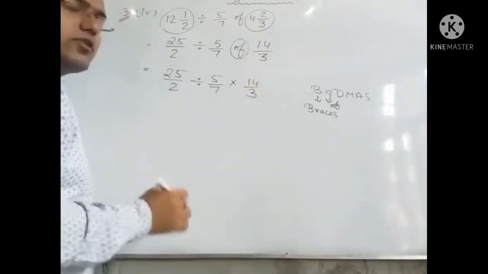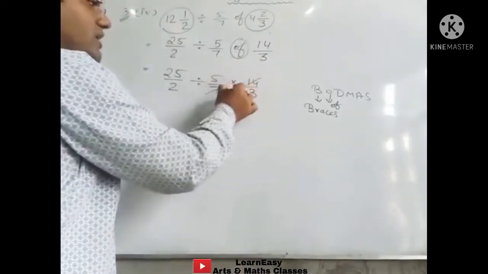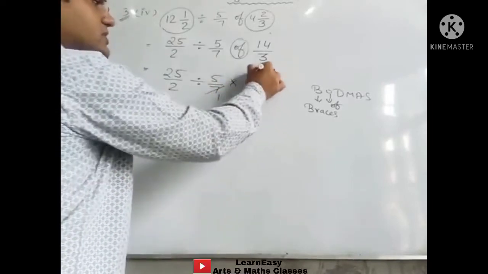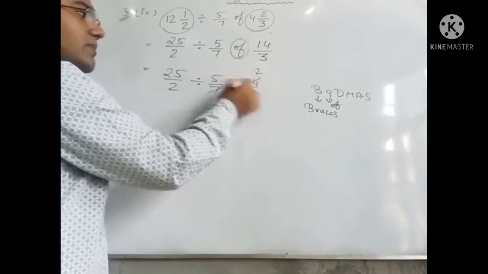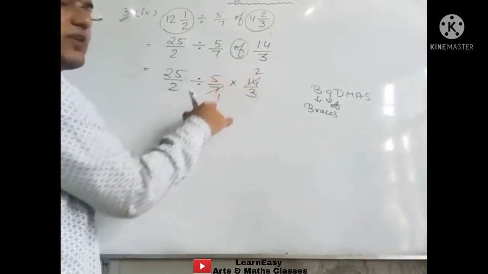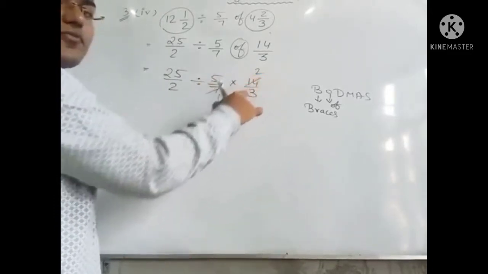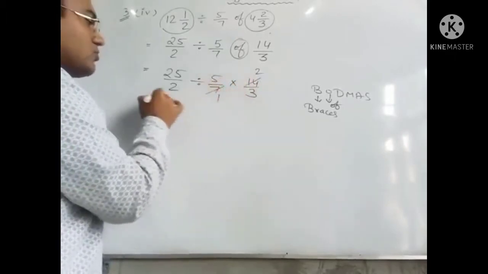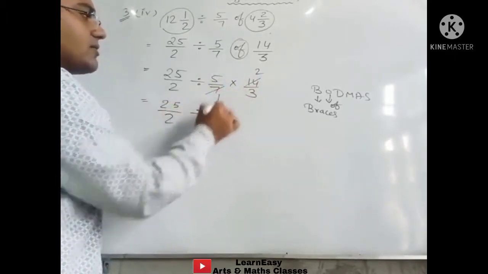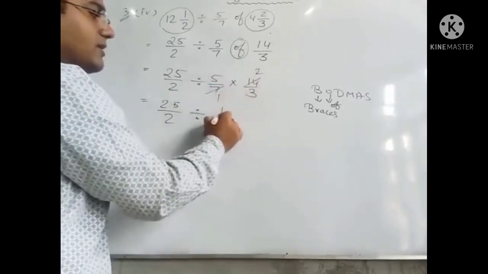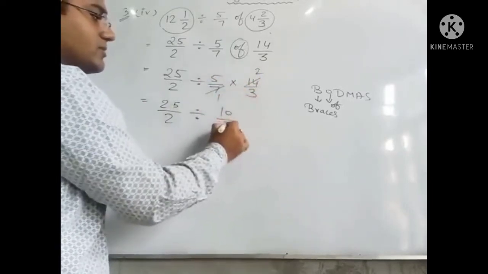And after that what will we do? These two numbers we will cancel with the same table. 7 1s are 7, 7 2s are 14. After cancelling these two, we have to multiply these two fractions. Here one fraction is 5 upon 1, another fraction is 2 upon 3. We will multiply both fractions. So 25 upon 2 divided by 5 multiply 2 will become 10, 1 multiply 3 will become 3.